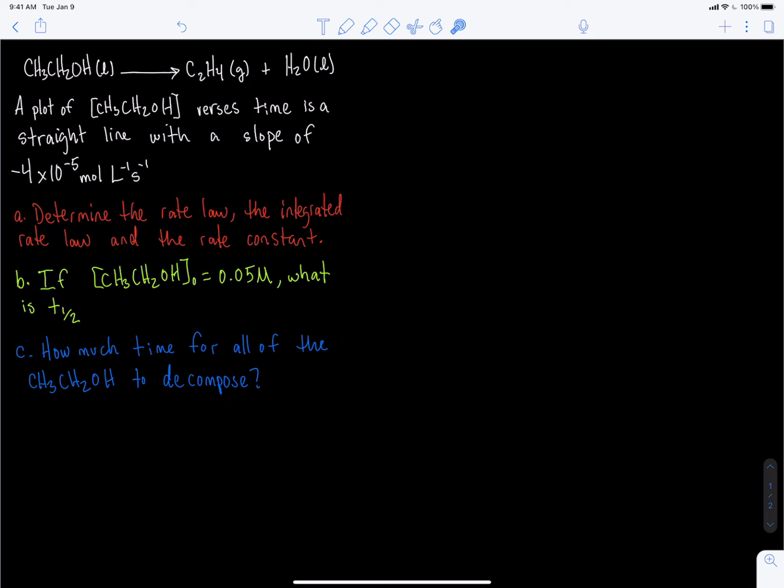The first thing to cue in on this problem is that if we're told that we have a plot of the concentration of something with no operation on it, so we're not taking the inverse of it or the natural log of it, and we're plotting as a function of time and it gives us a straight line, then we know that we have a reaction that is 0th order. And so before I even look at the rest of the question, I'm thinking, okay, this is a 0th order reaction.